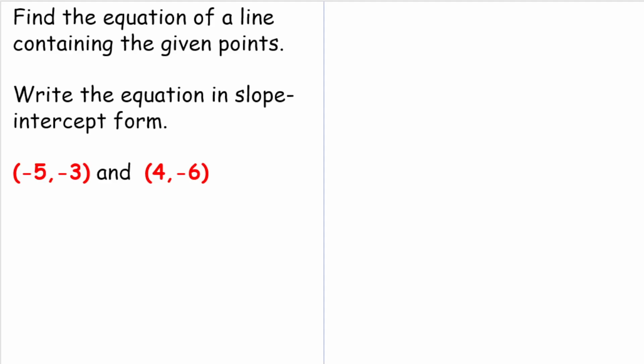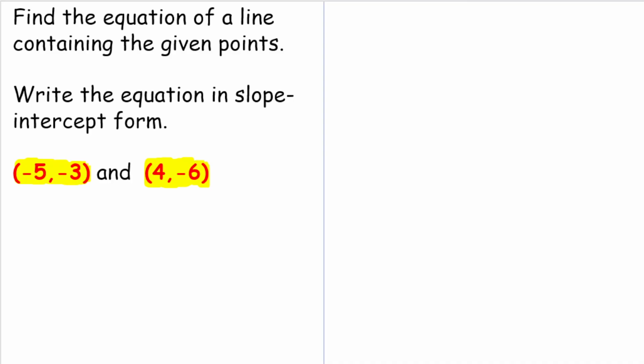Find the equation of a line containing the given points. Write the equation in slope-intercept form. Okay, so we are given 2 points here. The first one is minus 5, minus 3. And then the second one is 4, minus 6.